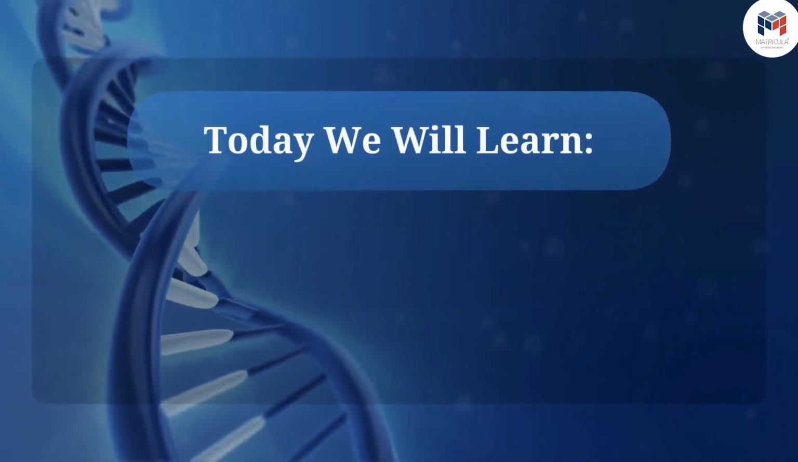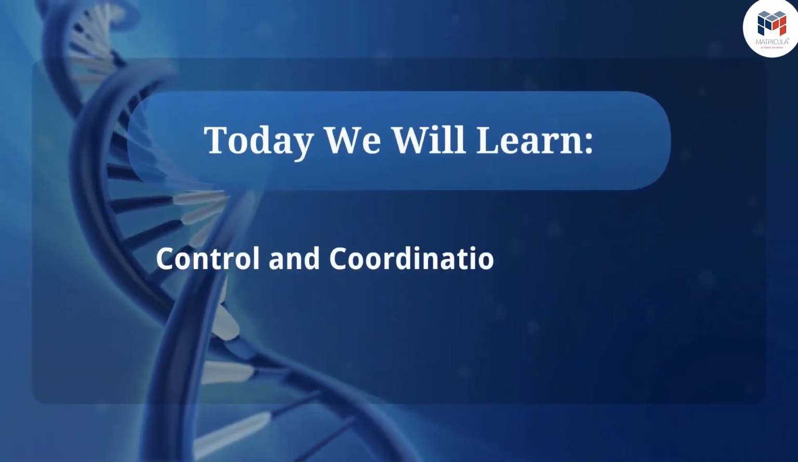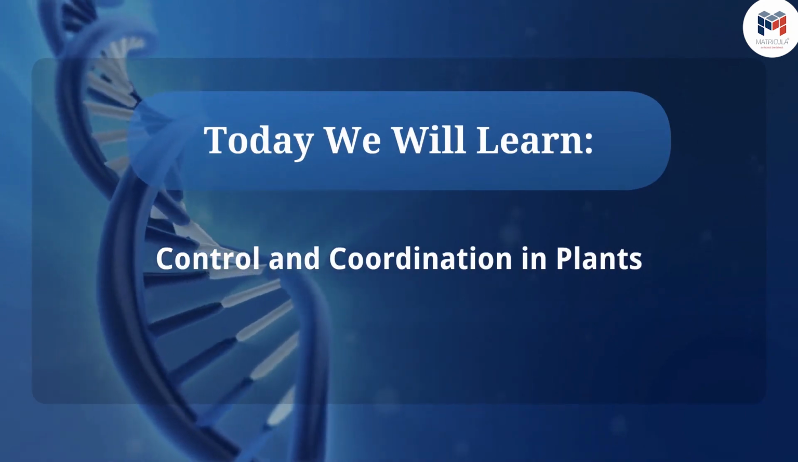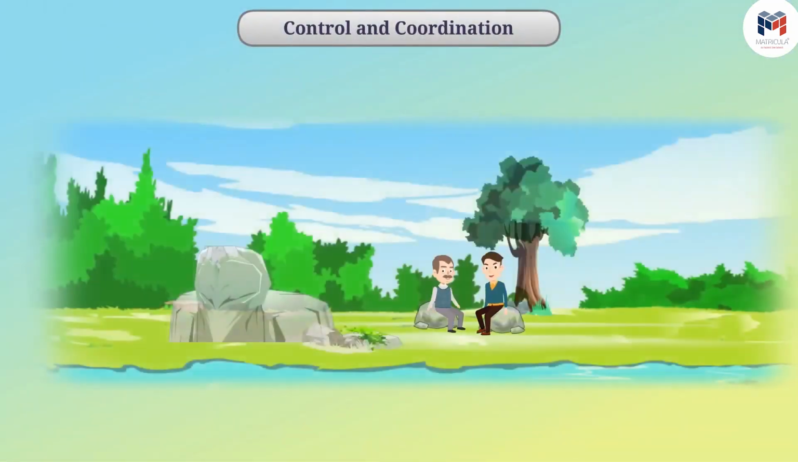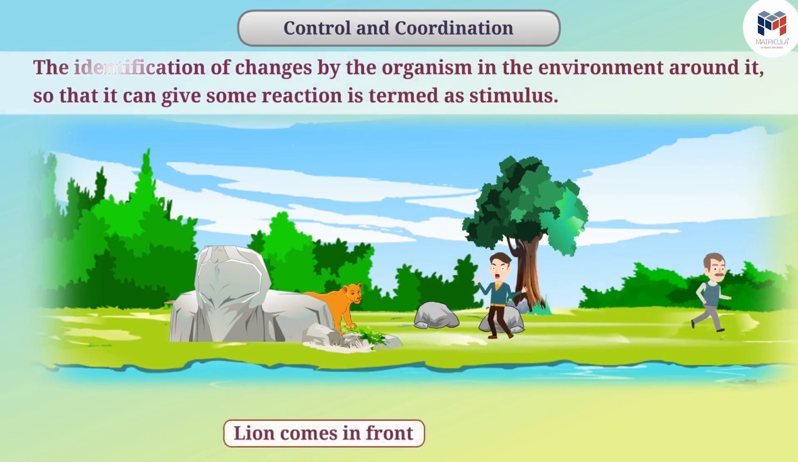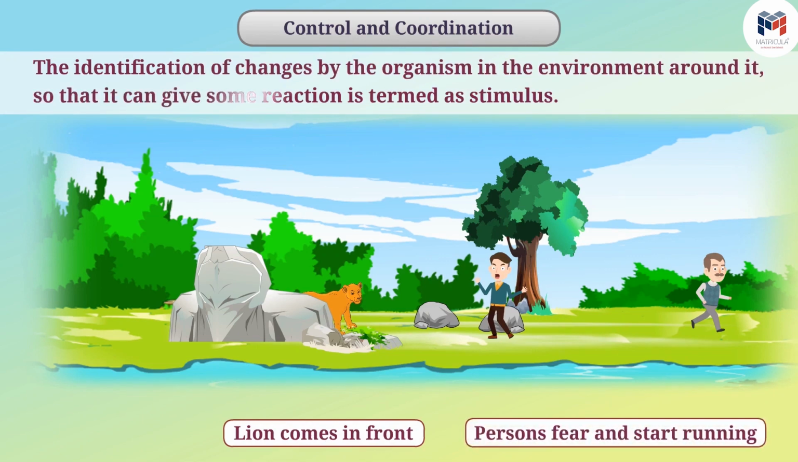Today we will learn about control and coordination in plants. Each organism identifies the changes occurring around it and responds based on these changes. The identification of changes by the organism in the environment around it so that it can give some reaction is termed as stimulus. The reaction given to the stimulus is called the response.